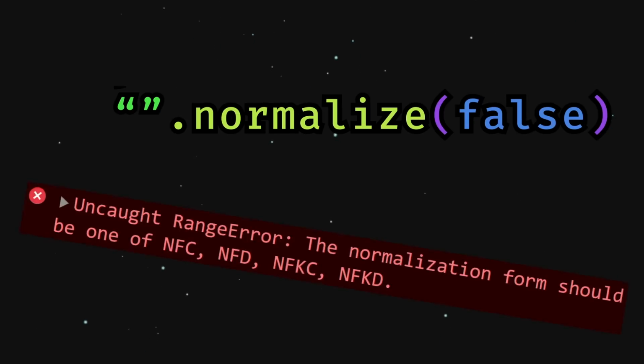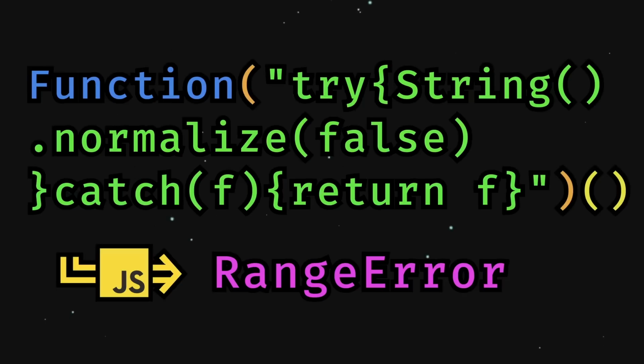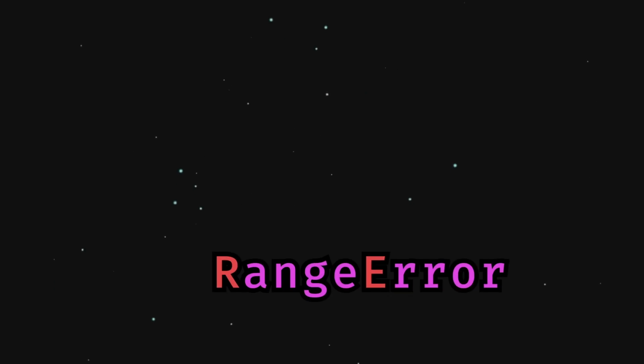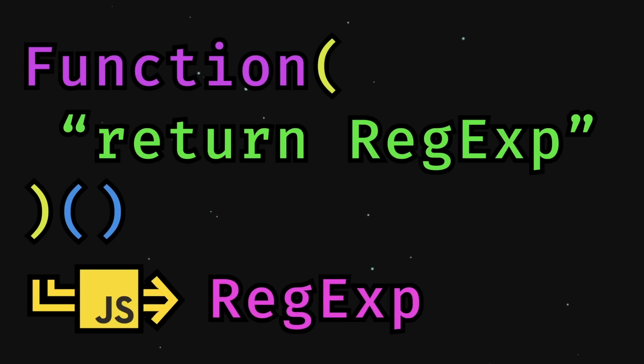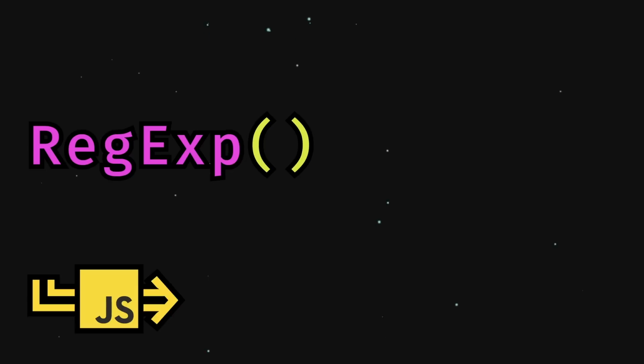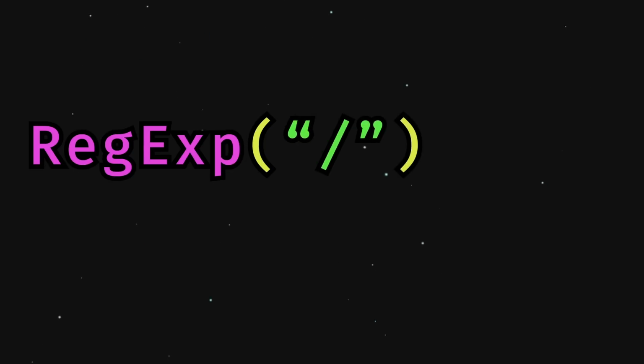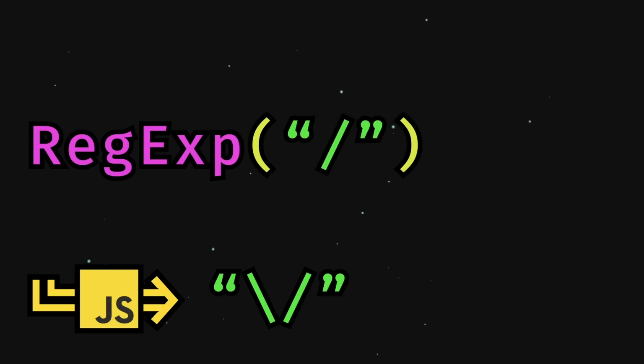Since calling .normalize on an invalid value raises a range error, we can catch it and return an exception object. Stringifying that gives us the capital letters R and E. By reusing the function trick, we can obtain a regexp constructor. Calling it with no arguments returns a forward slash. Take it and pass it as the argument of another regexp call. This gets us a backslash.